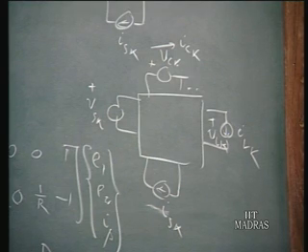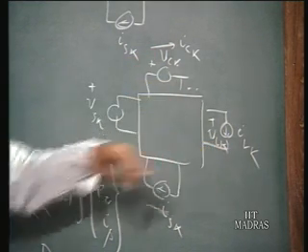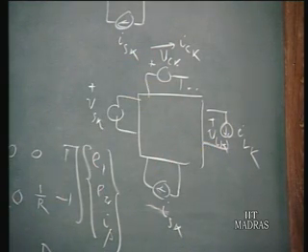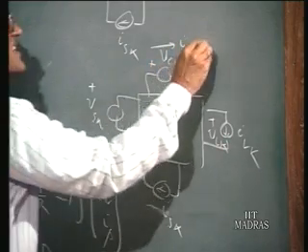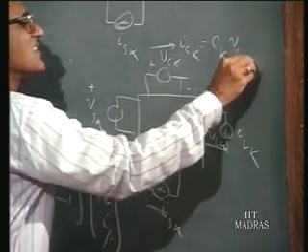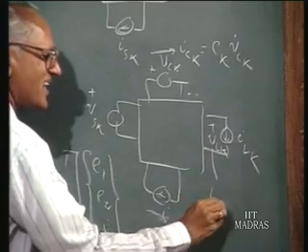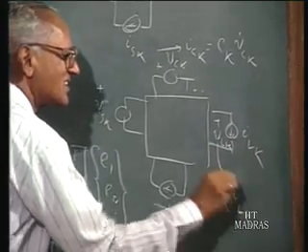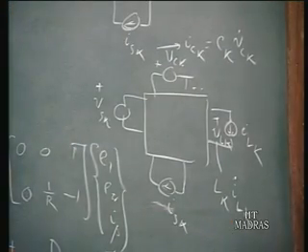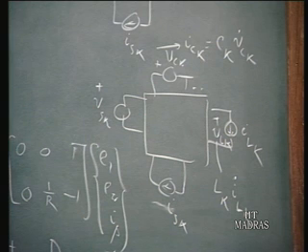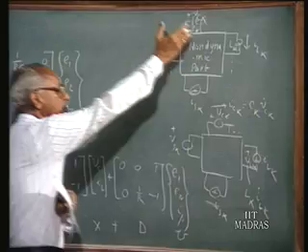So you found ICK and VLK, which are in turn, after all, ICK is CK times VCK dot, and VLK is LK times ILK dot. So in other words, you have found VCK dot and ILK dot for various values of K in terms of VCK, ILK, which constitute the state variables, and VSK and ISK, which constitute the input quantities. So the first step is to replace these by sources.